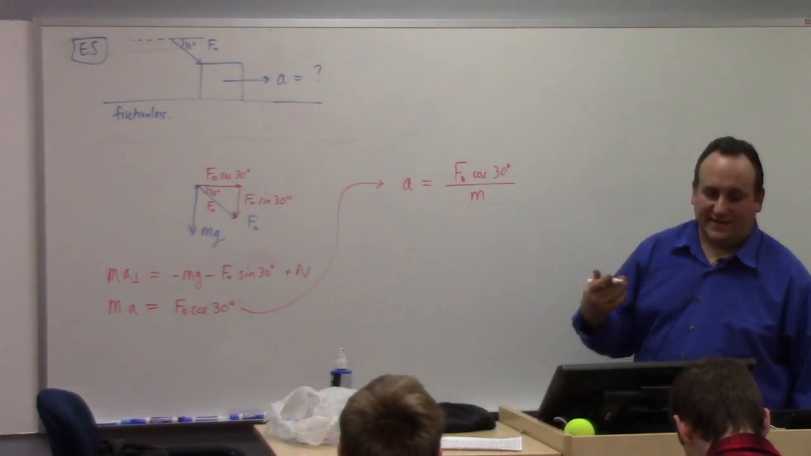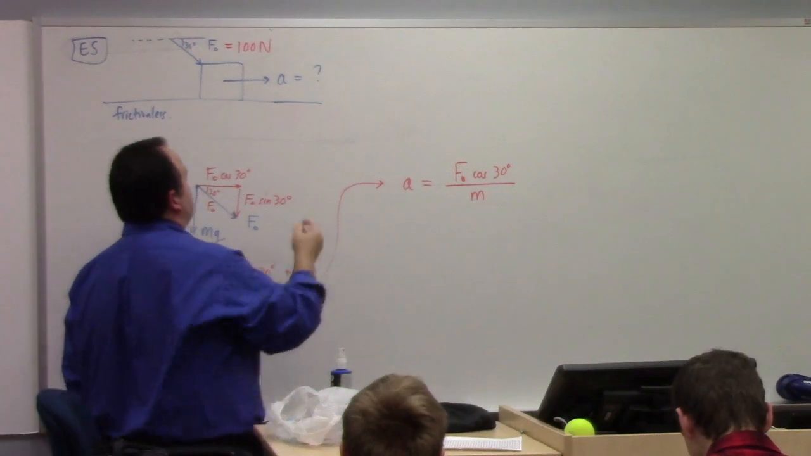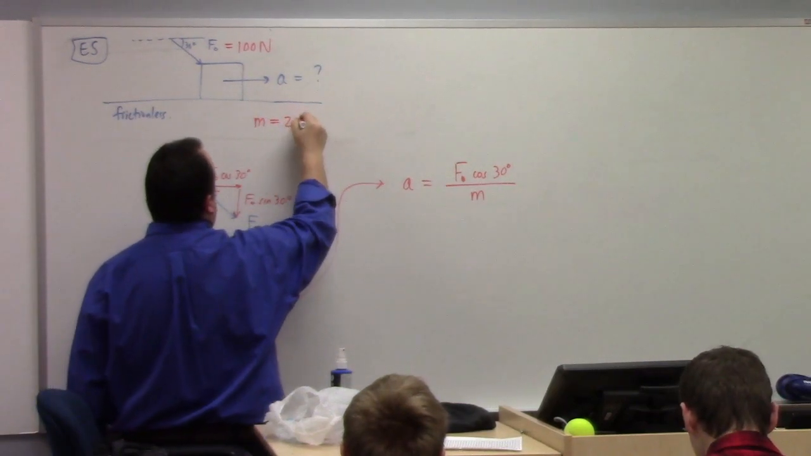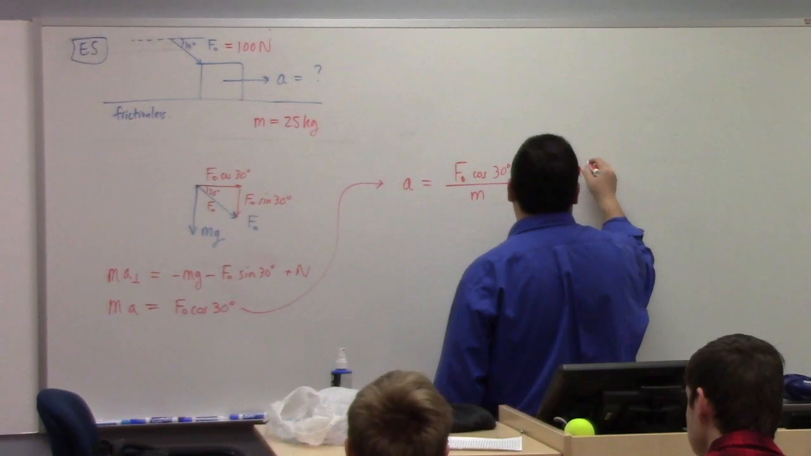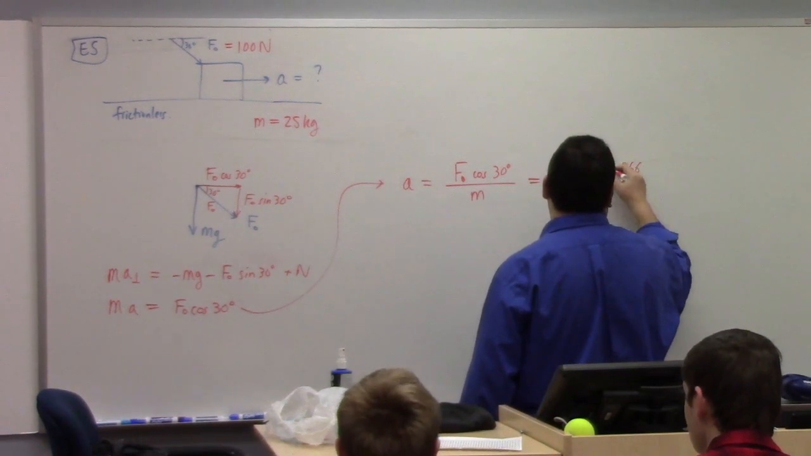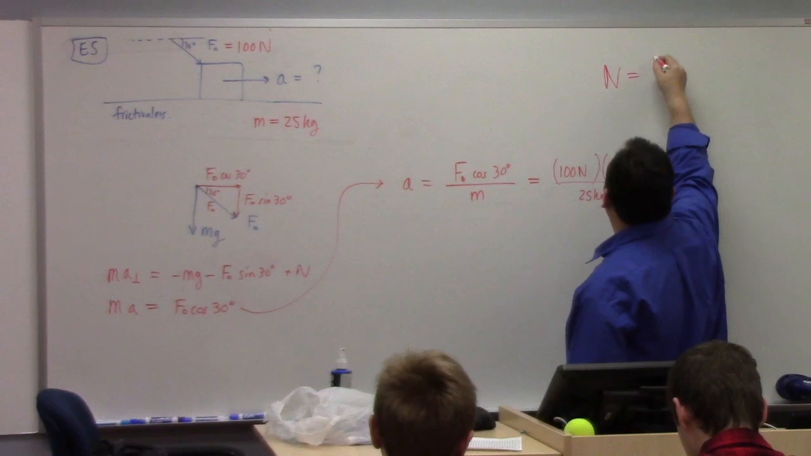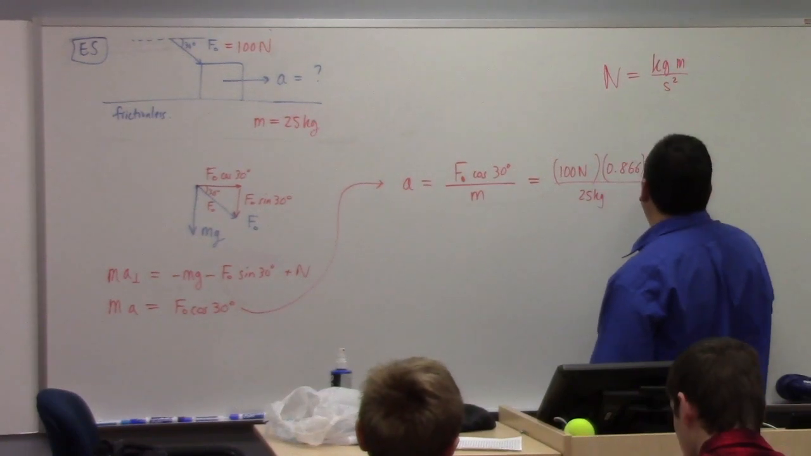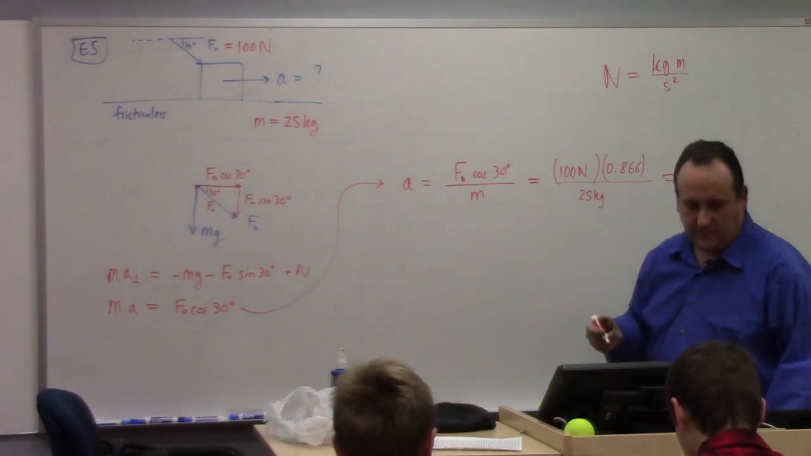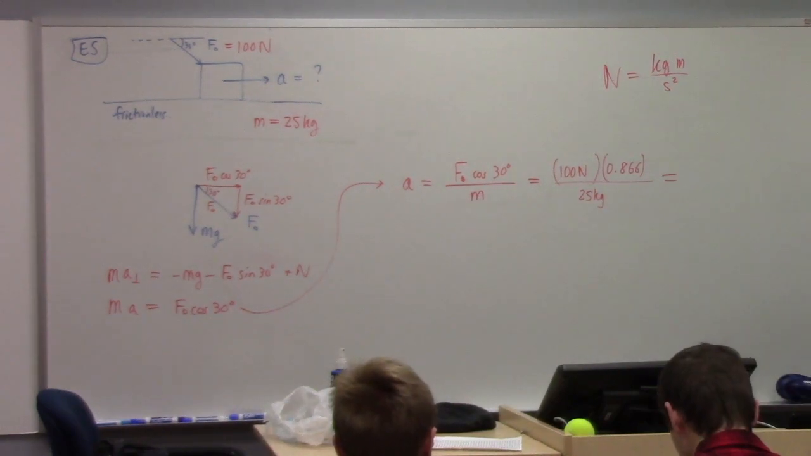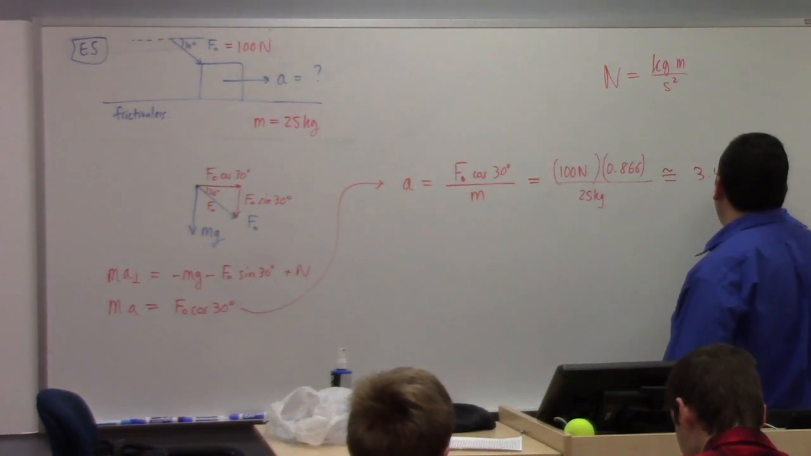So if I put in some numbers here, if I say f0 is 100 newtons, and the mass is equal to, say, 25 kilograms, then what do you got? 100 newtons times 0.866, roughly speaking, divided by 25 kilograms. A newton is a kilogram meter per second squared, right? So those cancel and leave you 4 times cosine 30, which works out to 3.464, approximately meters per second squared.